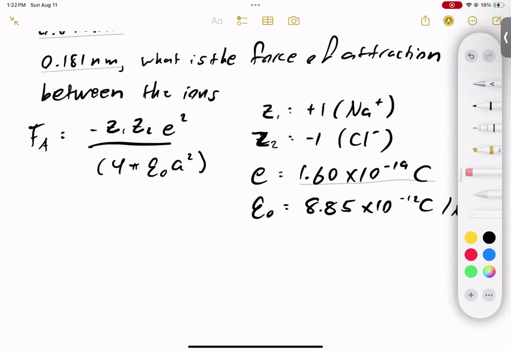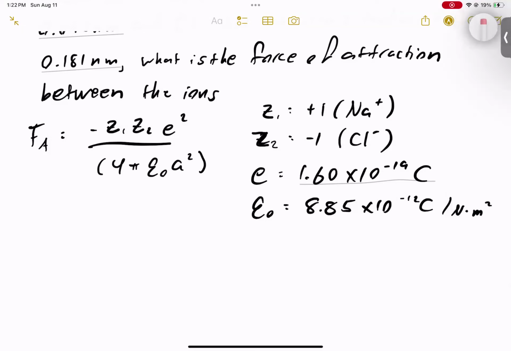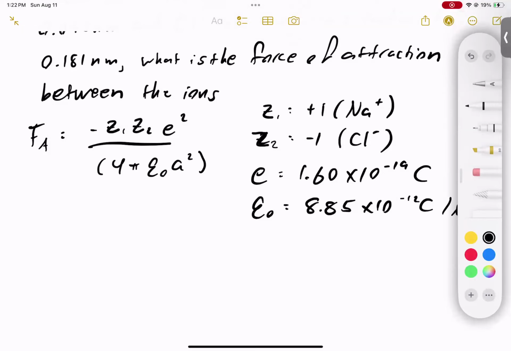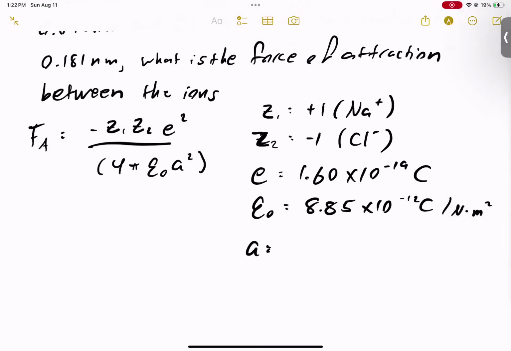Okay. Anyways, there's one more variable we need to define, and that is a. So we're going to define that right now. Oh, whoops, that's not what I wanted. So a is basically going to be the sum of the atomic radii of Na plus and Cl minus. We're given that Na plus is 0.095 nanometers, plus the number for chlorine, which was 0.181 nanometers.